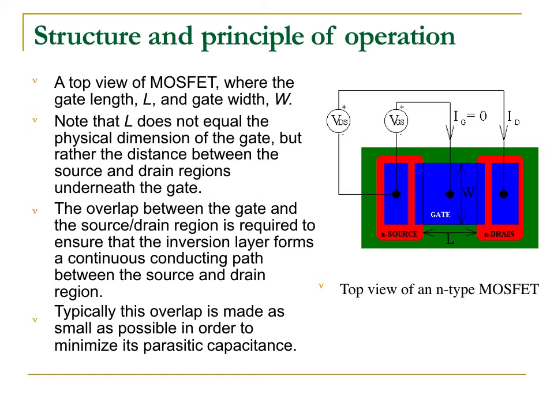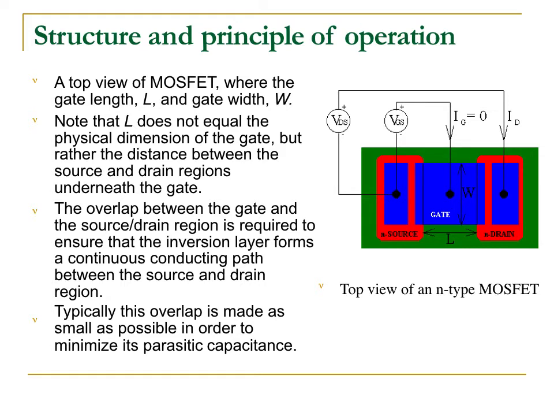This is how a top view of it looks. We have already discussed what VDS and VGS are, and IG is the gate current that is entering the gate, and ID is the drain current. L doesn't literally mean the gate length. It means the underlying layers between the gate, right? This is the top view.